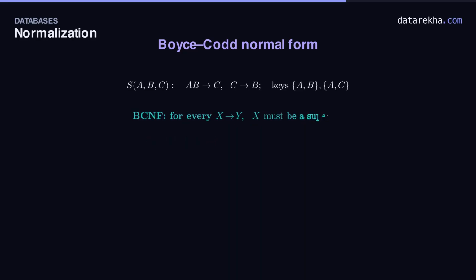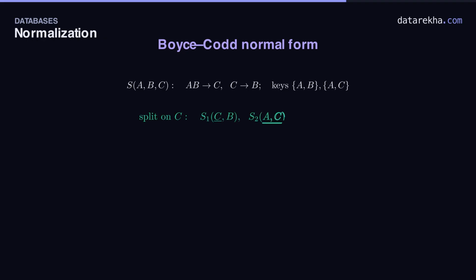Boyce-Codd slams that escape clause shut. Its rule is flat. For every non-trivial dependency, the left side must be a superkey. No prime exception. Now C determines B has a left side C that isn't a superkey. So S fails Boyce-Codd, the very dependency third normal form waved through.